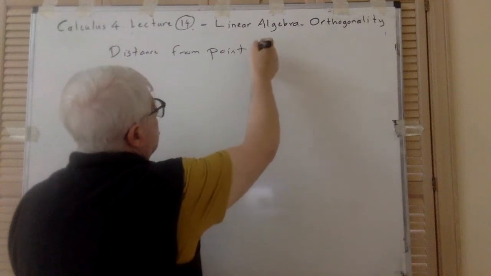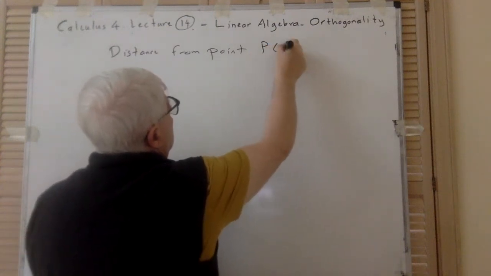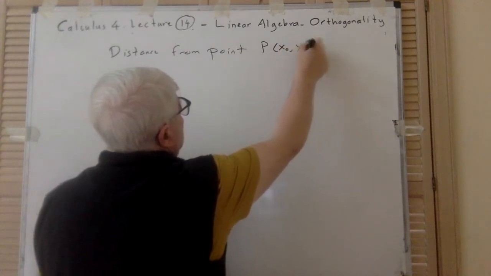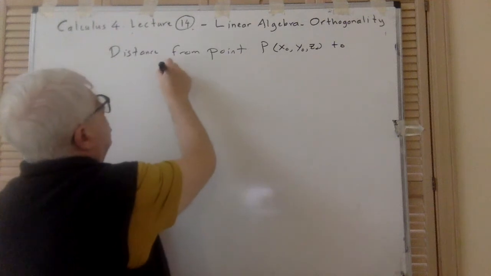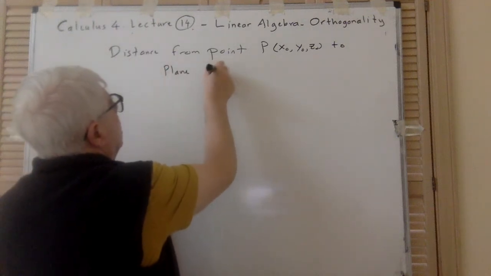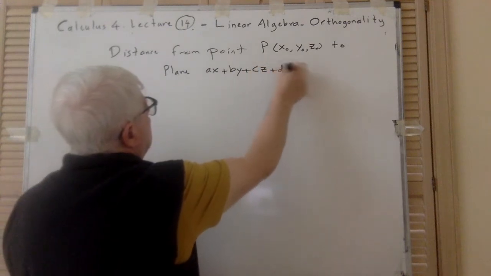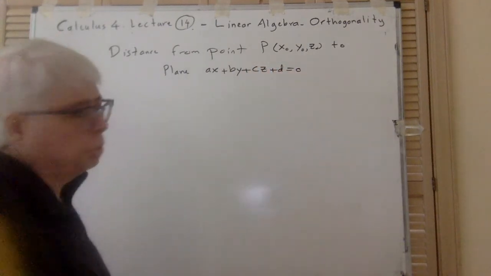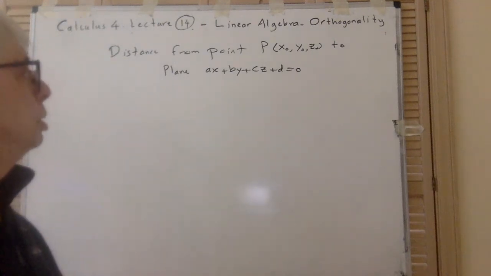From a point, say P(x0, y0, z0), to a plane ax + by + cz + d = 0. Okay, so the equation of a plane looks like this: ax + by + cz + d = 0.